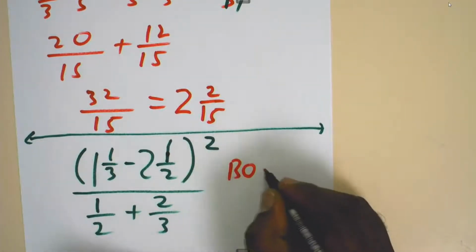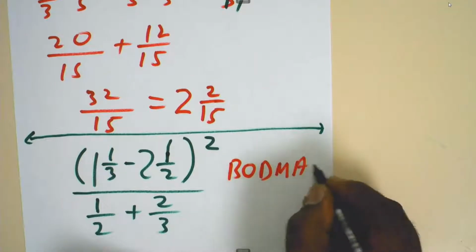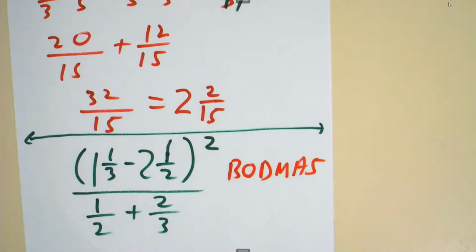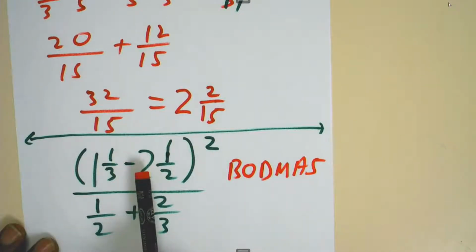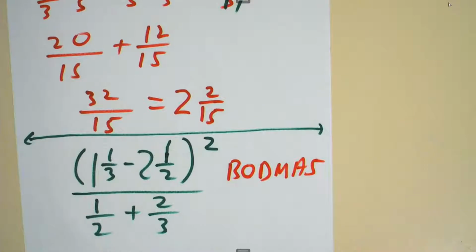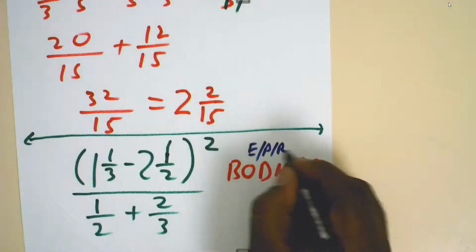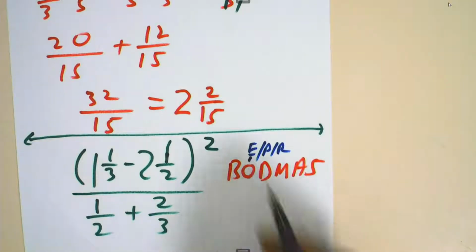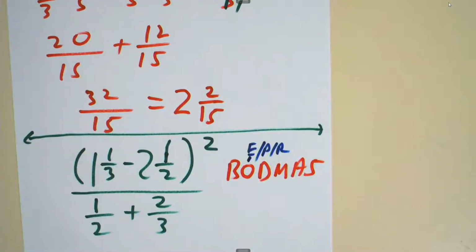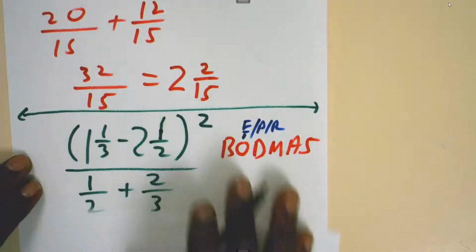Again, our friend BODMAS. What is BODMAS saying? Work in the bracket. After the bracket, you go to your powers or exponents or roots. That order. So we work within the bracket.